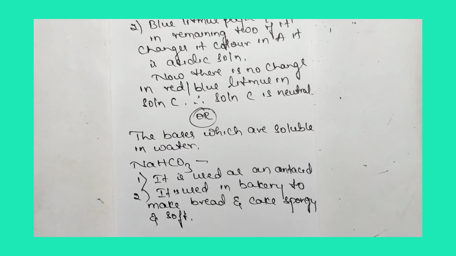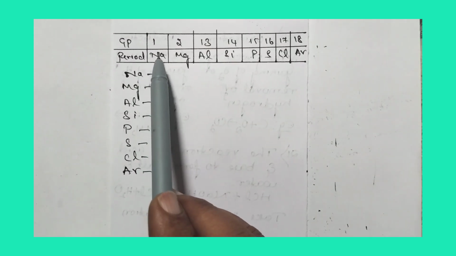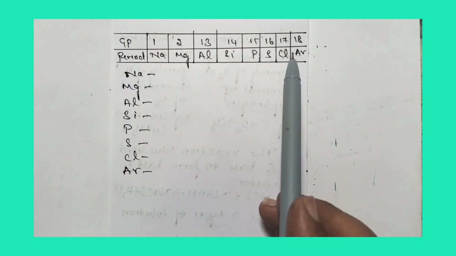Now let us move to the 22nd question. The 22nd question is: a part of the modern periodic table is given below. Observe and answer the following questions. Now let us answer this question. This is the modern periodic table he has given.